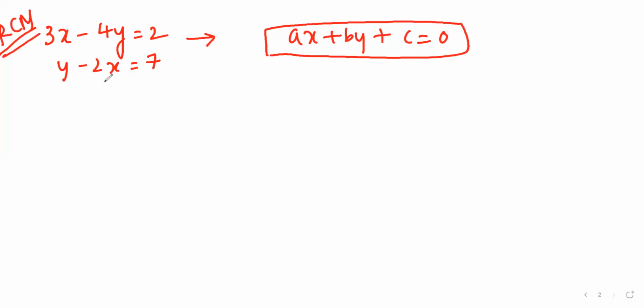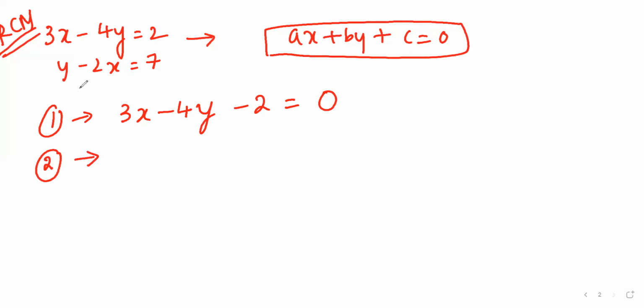So let's rewrite the equations. The first equation will be 3x minus 4y, and I'll bring the 2 over to the left side, so I get minus 2 is equal to 0. Look at your second equation: y minus 2x, so I'll put minus 2x plus y. Y means 1y. In the previous sum also I mentioned the same thing. And minus 7 is equal to 0. Now that we have made 0 the RHS for both equations, we'll go with the method.